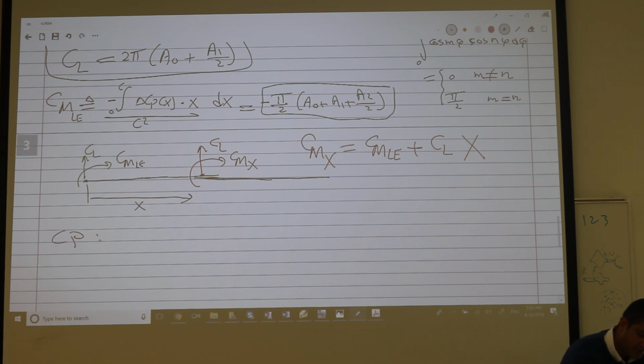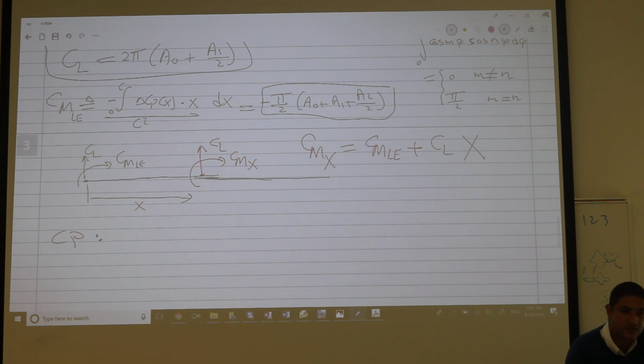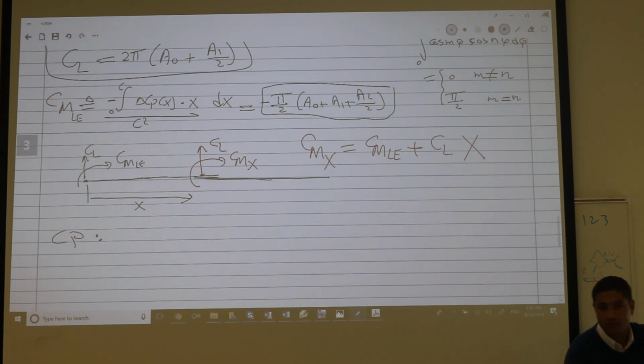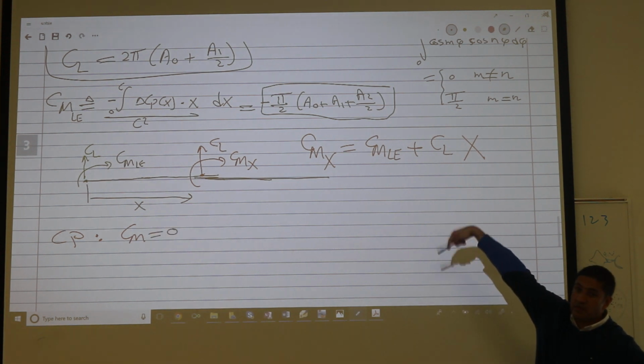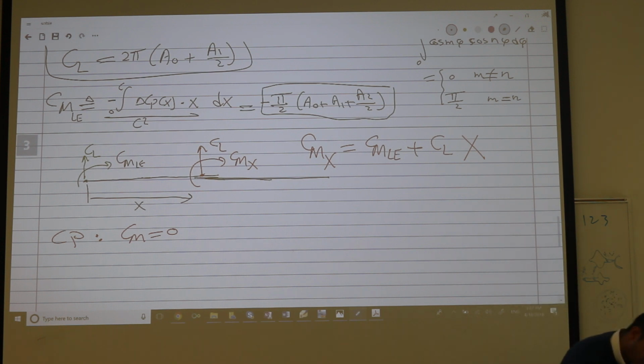What about the center of pressure? What's the definition of the center of pressure? It is the point at which the aerodynamic forces are applying, which means there is no moment, right? So the Cm is 0. So put Cm equal to 0 in this equation, Cmx, to get x center of pressure.